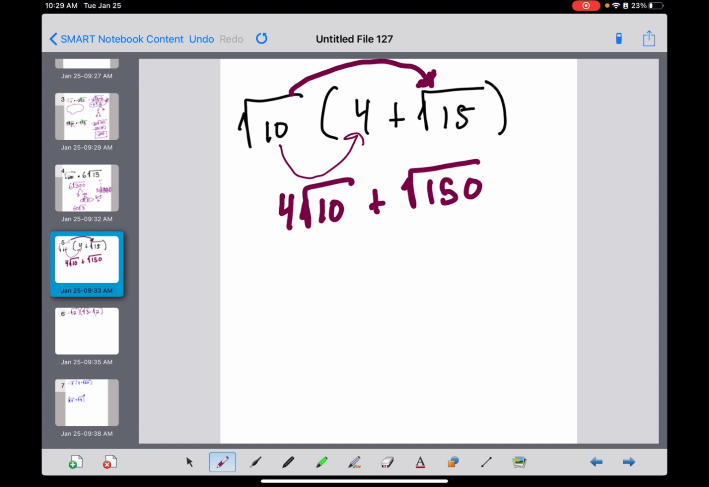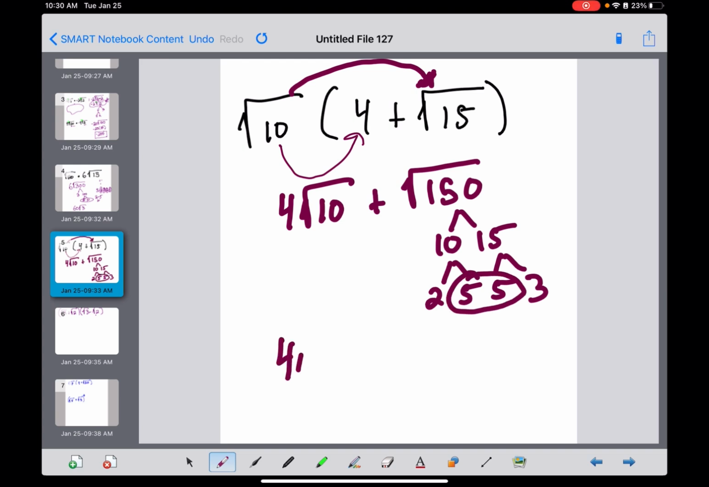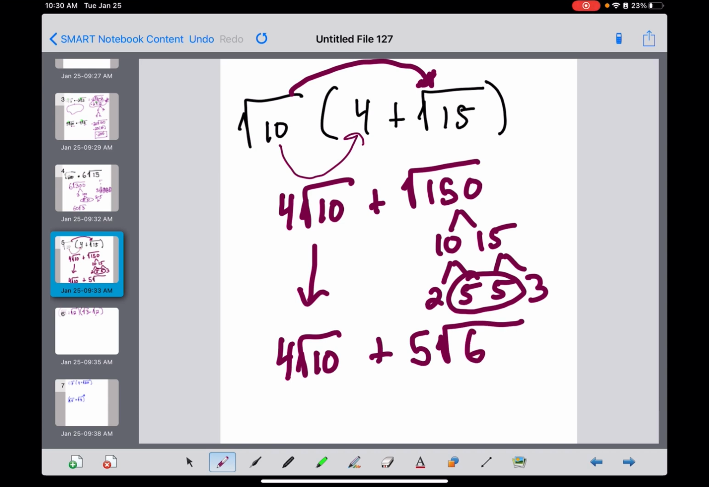Still need to follow the rules that we followed yesterday and simplify it, because maybe you can add these together now. Maybe they have that same radicand of 10. 10 we can't break down. It's 2 and 5. 150 is 10 times 15, 2 times 5, and 5 times 3. So it has this pair here. So we've got 4 radical 10, and just drop that one down, plus we've got a pair of 5, so 5 can come out. We've got just 1 2 and 1 3. 2 times 3 is 6.